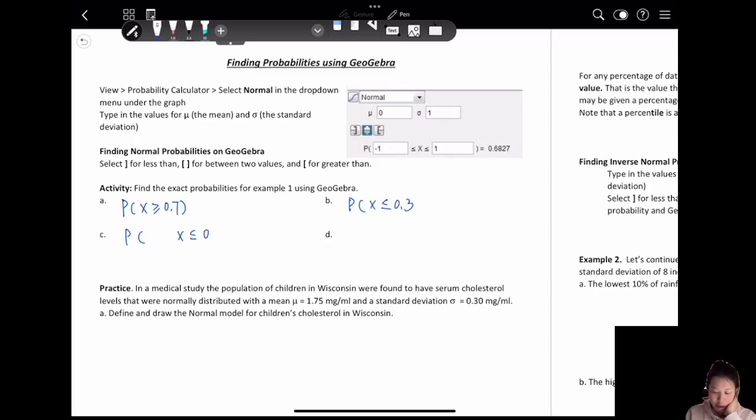And then the probability that x is between 1.5, it's just a random number, and negative 0.8. And then what about the probability when x is greater than 1.5 or x is less than 0.8? Okay, so now let's just try to fill this in with our GeoGebra.